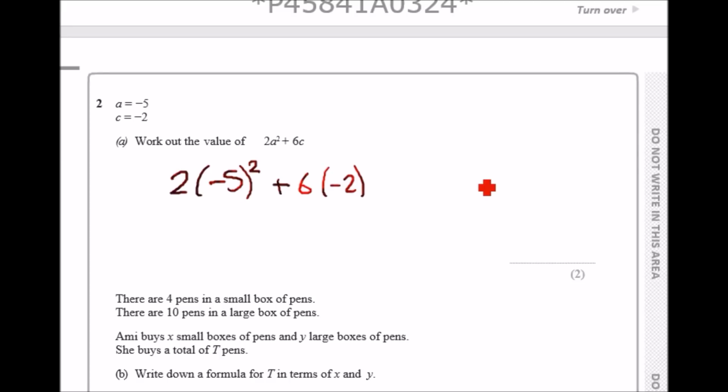Now evaluating this, -5 squared is 25, times that by 2 will give you 50. 6 times -2 will be -12, and 50 plus -12 is going to be 38.